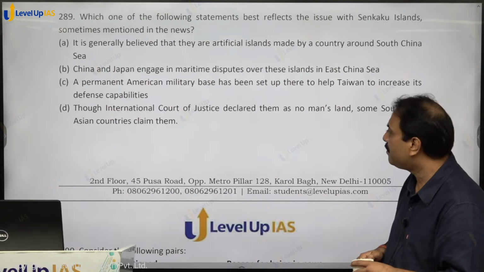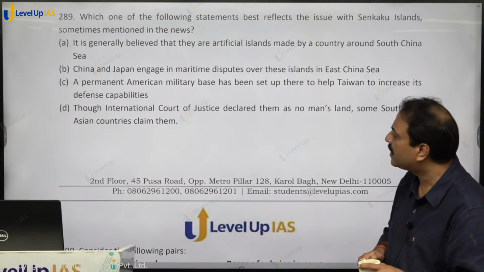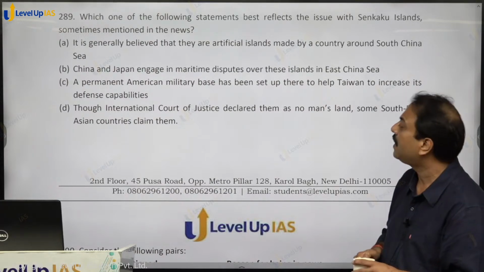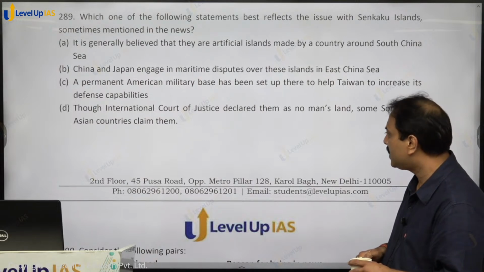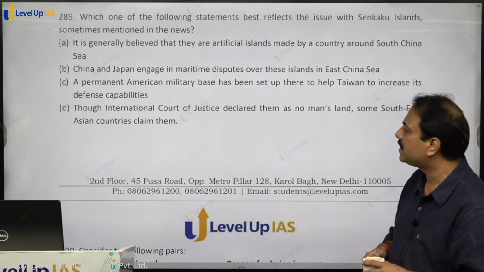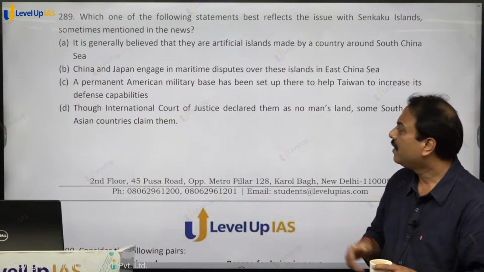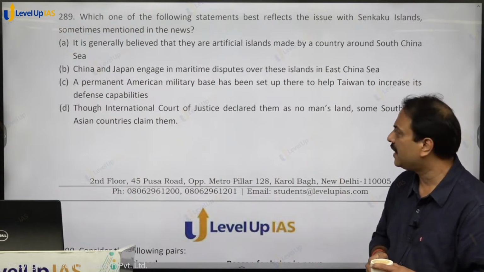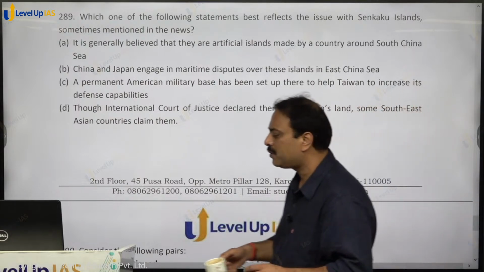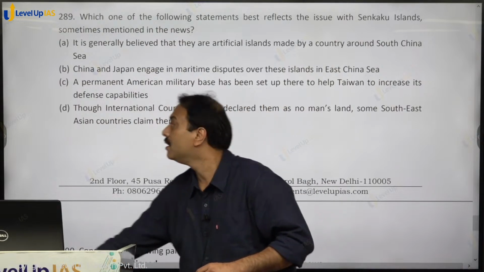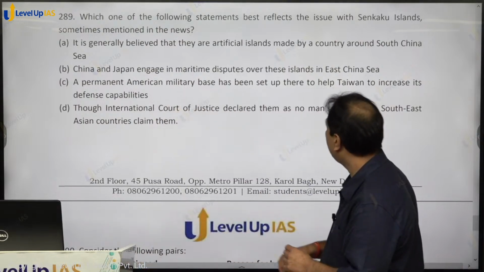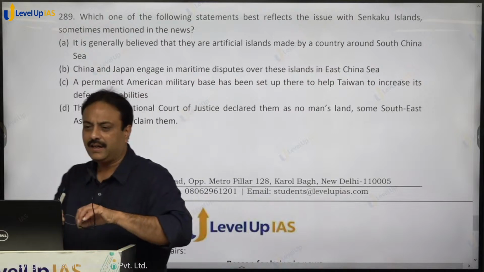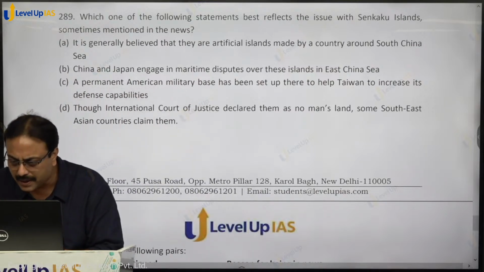A permanent American military base has been set up there to help Taiwan to increase its defense capabilities. Nothing like that. Though International Court of Justice declared them as no man's land, some Southeast Asian countries claim them. The correct answer is option B, that China and Japan engage in maritime disputes over these islands in East China Sea. The location of Senkaku will become important.